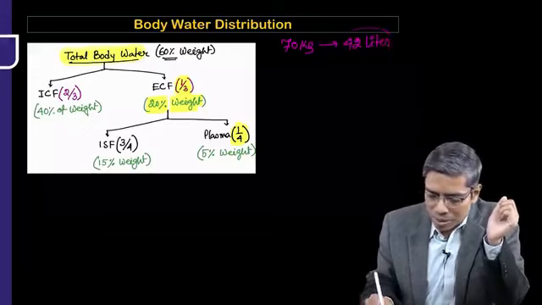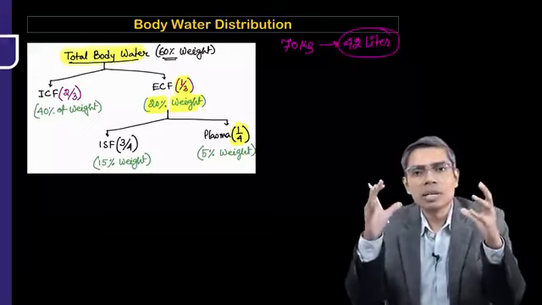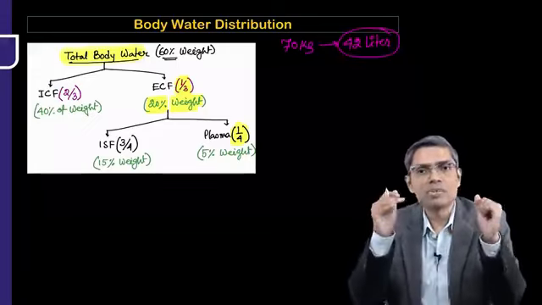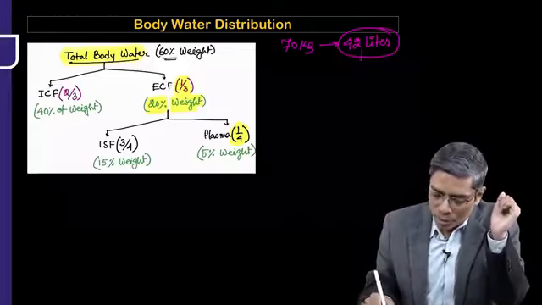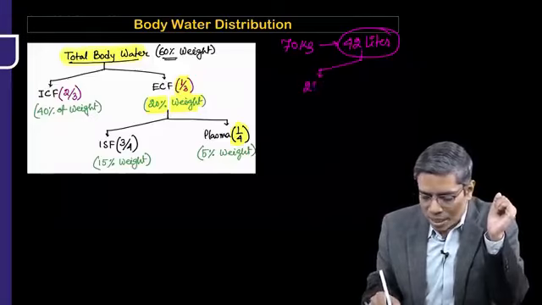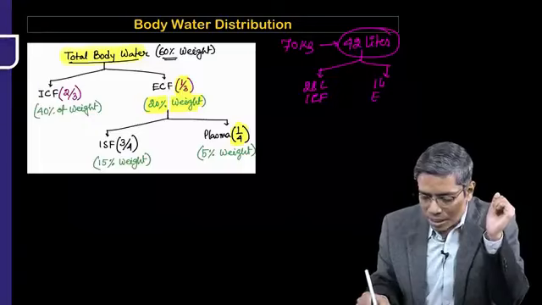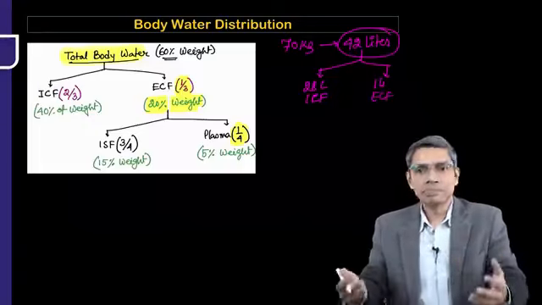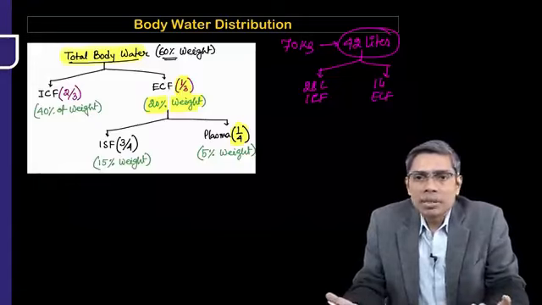So the 42 liter is the amount of the total body water in that person who has a body weight of 70 kg. Now this 42 liter water will be distributed in 2/3. That means 28 liter will be in the ICF and 14 liter will be in the ECF. So this is the way we calculate the body water approximately.